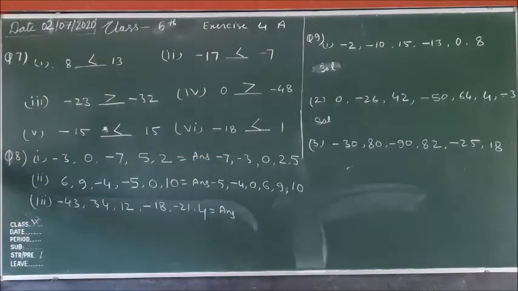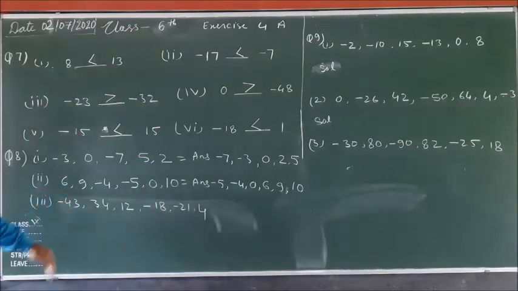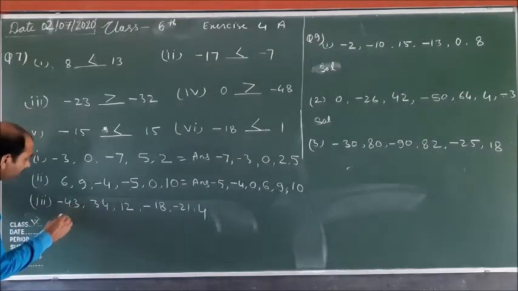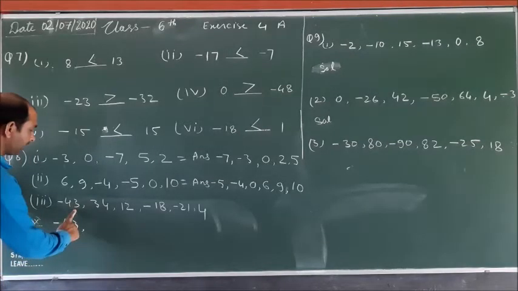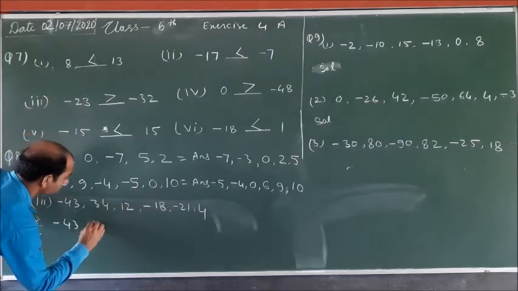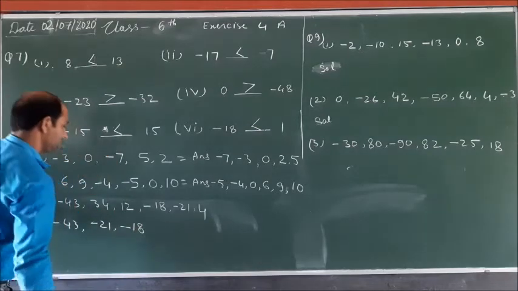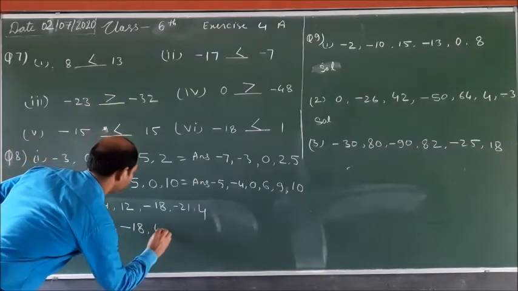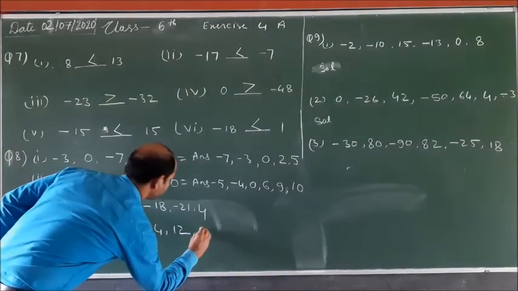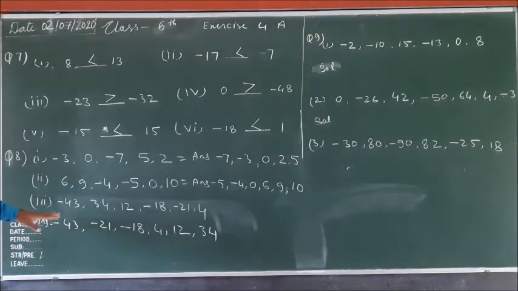Now the third question. Which number do we write first? First we write minus 43, because this is the smallest number. After minus 43 we write minus 21, after minus 21 minus 18, after minus 18 comes 4, after 4 comes 12, after 12 comes 34. This is your answer, students. Okay, now this question is completed, my dear students.